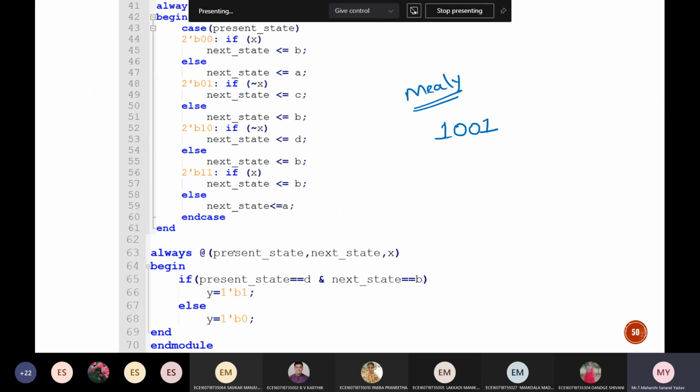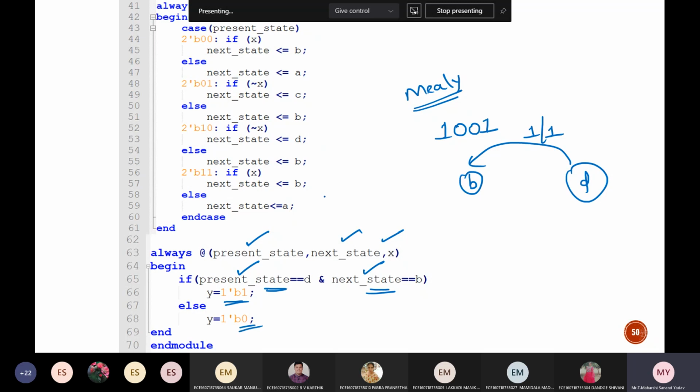See this code here. Always at the rate present state, next state and input. If present state is D and the next state is B, from D it is going to B with 1/1. So that's the reason if present state is D and next state is B, output will be 1, or else it will be 0. I'm writing this piece of code in order to denote output.